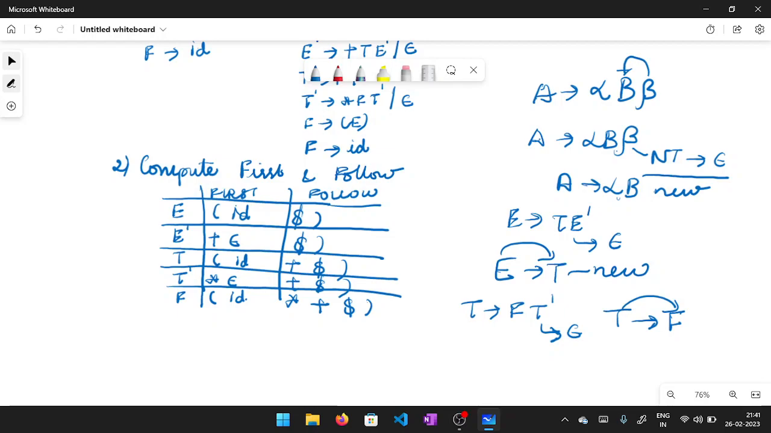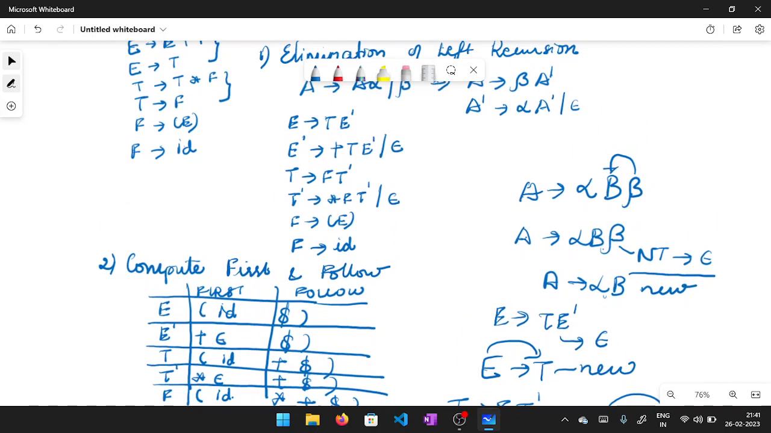So here E tends to T E dash. I have made E dash as epsilon, so I got the new production E tends to T. Similarly, T tends to F T dash. T dash leads to epsilon, so I get the new production T tends to F. Actually, E dash tends to plus T E dash also. E dash leads to epsilon, so I get E dash tends to plus T as a new production. So in both E tends to T and E dash tends to plus T, follow of E will go to T.